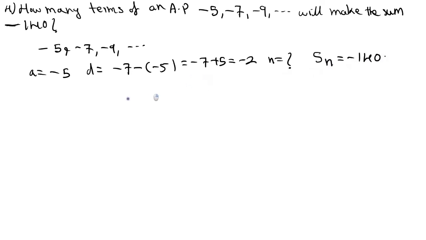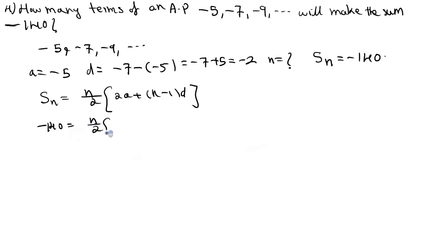For that reason use the formula Sn is equal to N by 2 into 2A plus N minus 1 into D, because we don't know the last term, right? If the last term is given you can find it directly, but here you can see that the last term is not given. Okay, so substitute the value: Sn is -140 is equal to N by 2 into 2 into A, 2 into -5, that is -10, plus N minus 1 into common difference.